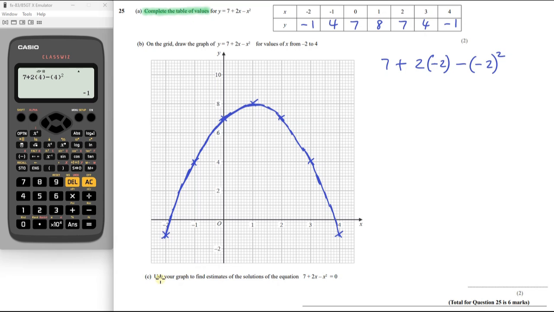So part C, use your graph to find estimates of the solutions of this equation. So notice the equation we've got is almost identical to this equation, but instead of y equals, it's 0 equals. So what we need to do is find, where does y equal 0? Well, y equals 0 at the x-axis. So let's do this in a different colour. You can see that y equals 0 along this line. Anywhere along this line, y is equal to 0.